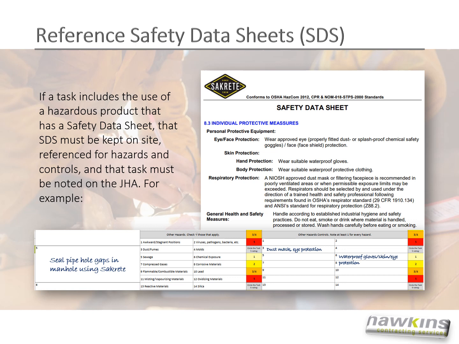If a task includes the use of a hazardous product that has a safety data sheet, that safety data sheet must be kept on site, referenced for hazards and controls, and that task must be noted on the JHA. For example, if you have the task of seal pipe hole gaps in manhole using sackcrete, you must note the requirement of dust mask and eye protection for dust/fumes, and waterproof gloves/skin/eye protection for chemical exposure, just like the safety data sheet recommends.